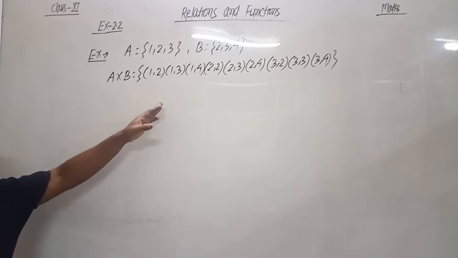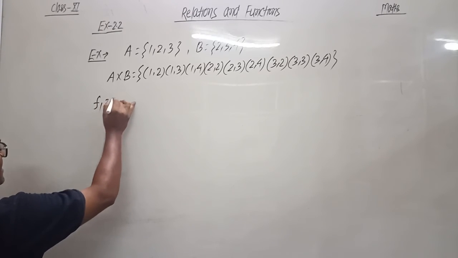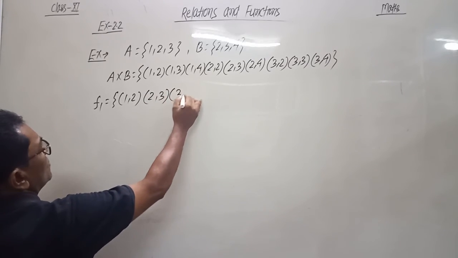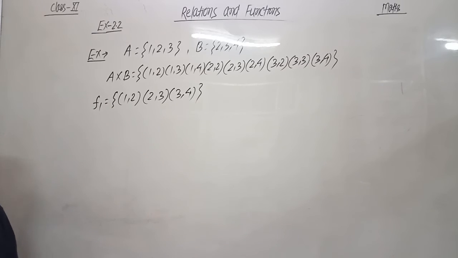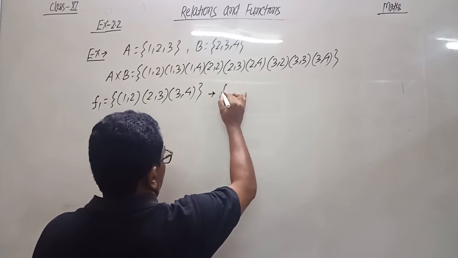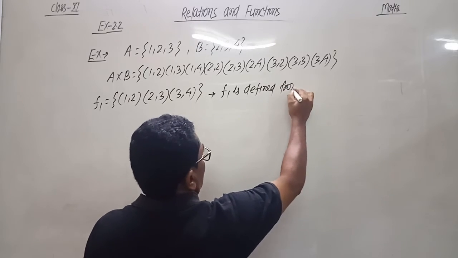So a function is also a subset of A cross B. A function must be made from A cross B. Now let us take a function f1 equal to {(1, 2), (2, 3), (3, 4)}. Let the function be defined as f1 equals {(1, 2), (2, 3), (3, 4)}. So this function is defined from A to B.